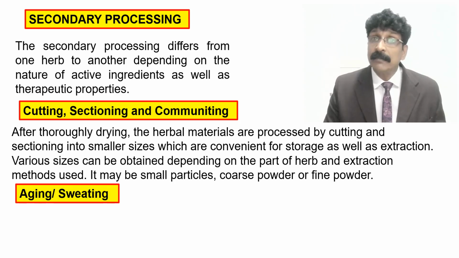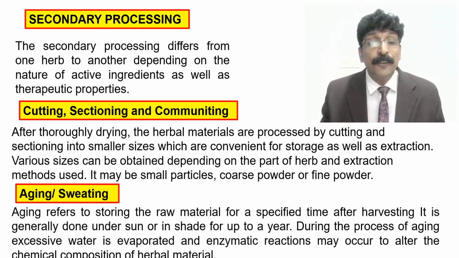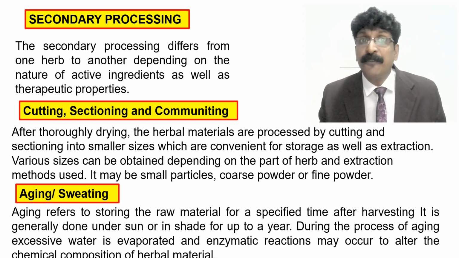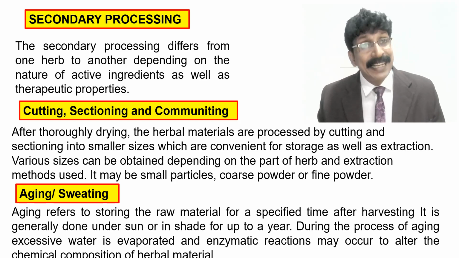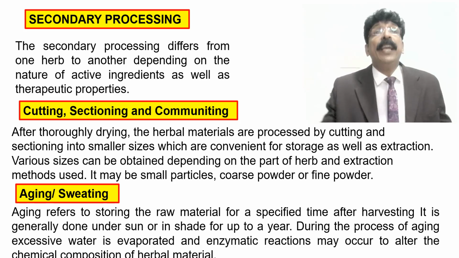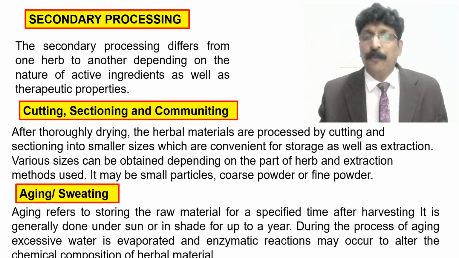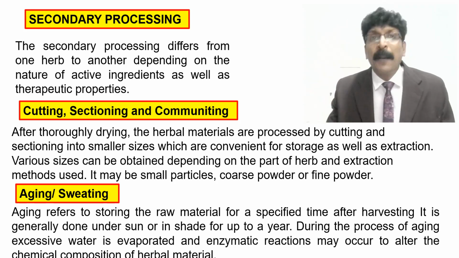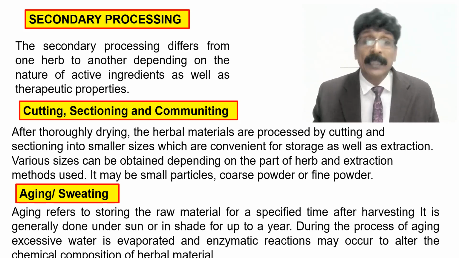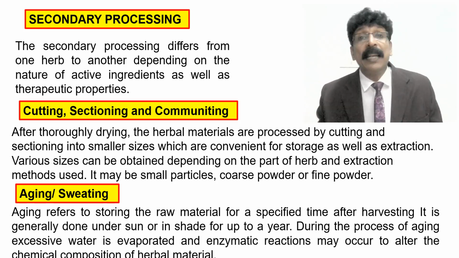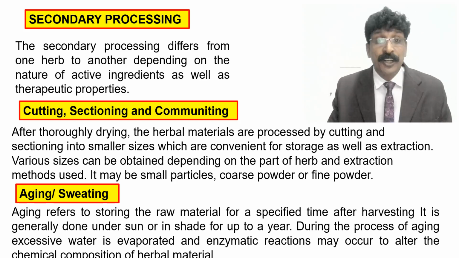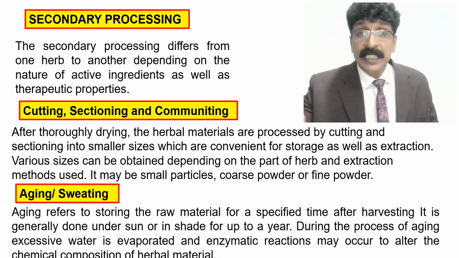Aging or sweating. Aging refers to storing the raw material for a specific time after harvesting. It is generally done under sun or in shade for up to a year. Some plants are kept for a year before use to get their proper activity. During the aging process, excessive water is evaporated and enzymatic reactions may occur to alter the chemical composition of the herbal material for its medicinal use.